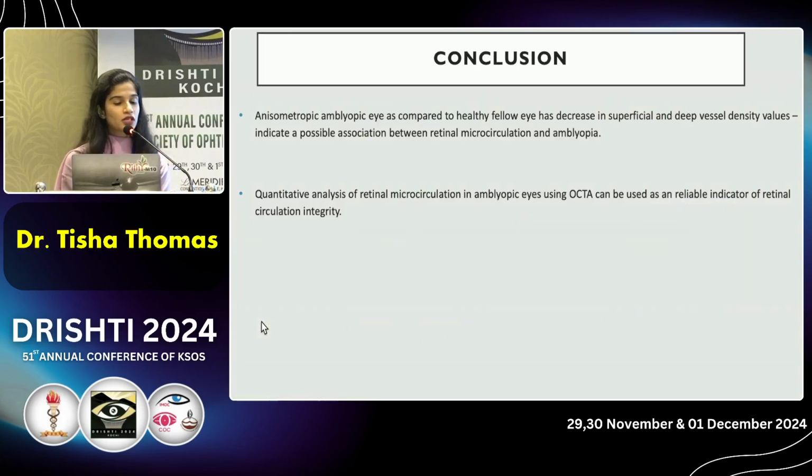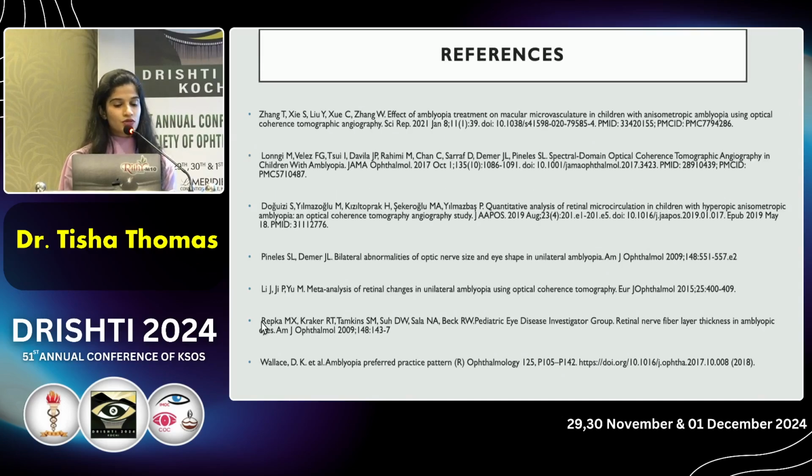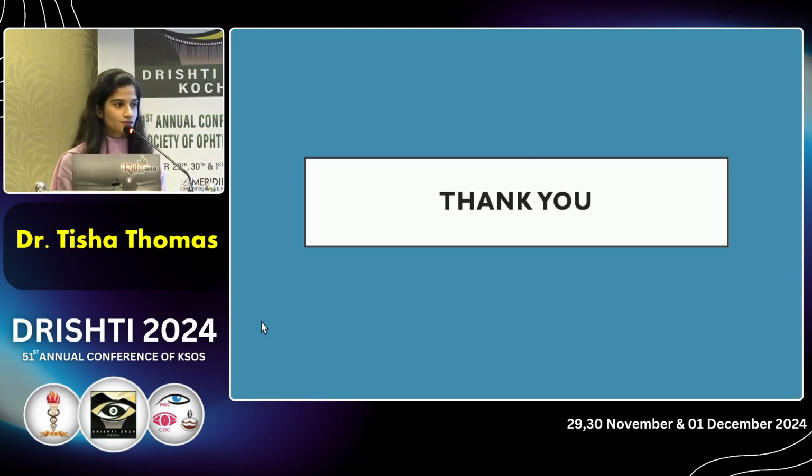So I would like to conclude by saying that in anisometropic amblyopic eye as compared to healthy fellow eye, we found that there is a decrease in superficial and deep vessel density values. So it indicates a possible association between retinal microcirculation and amblyopia. And quantitative analysis of retinal microcirculation in amblyopic eye using OCTA can be used as a reliable indicator of retinal circulation integrity. So these are my references. Thank you.